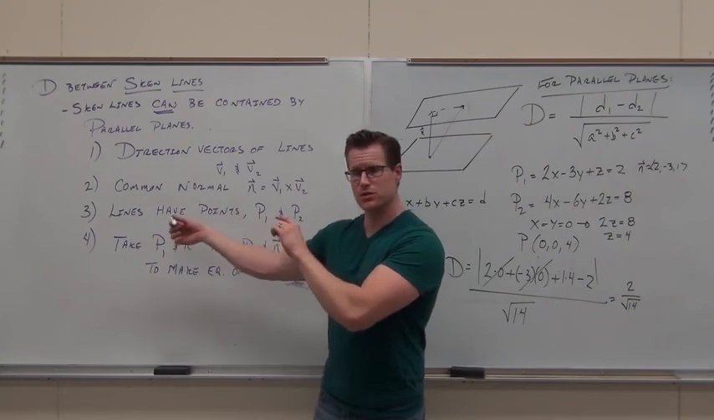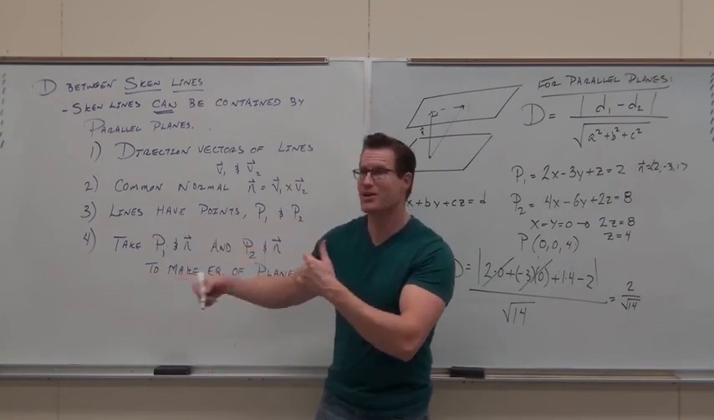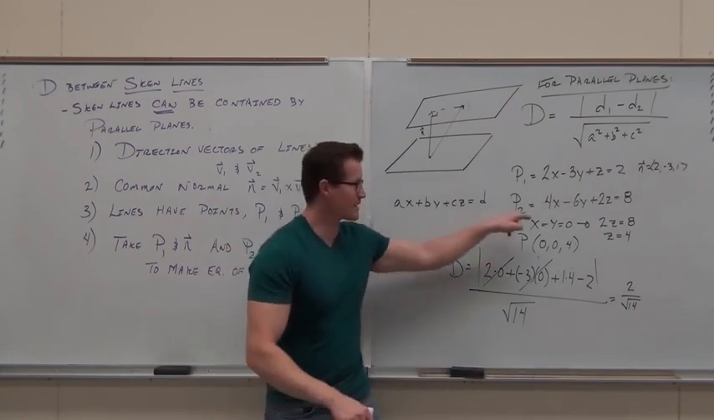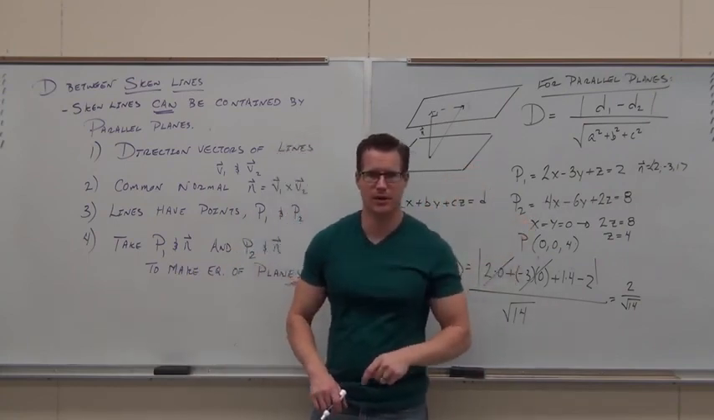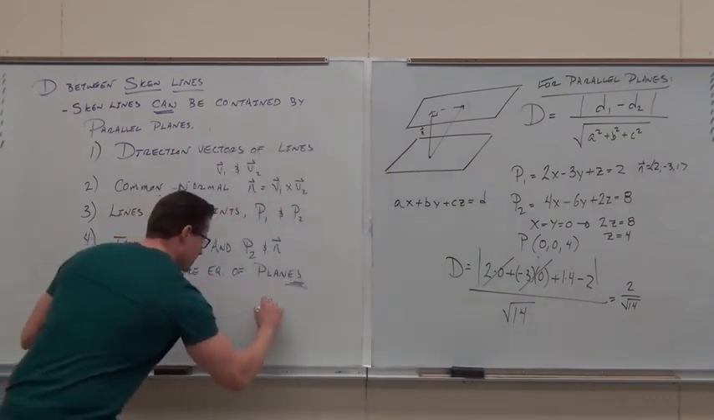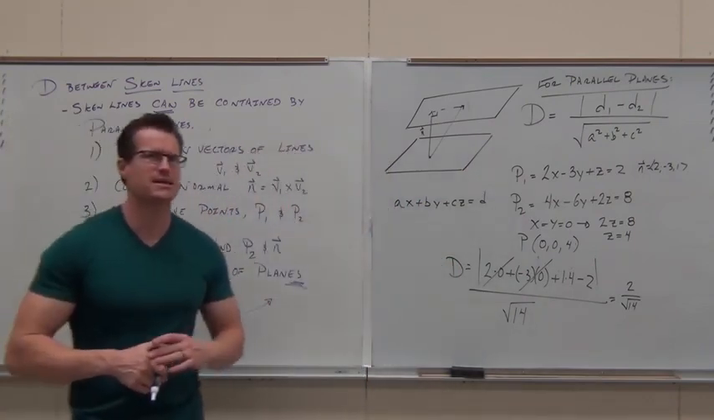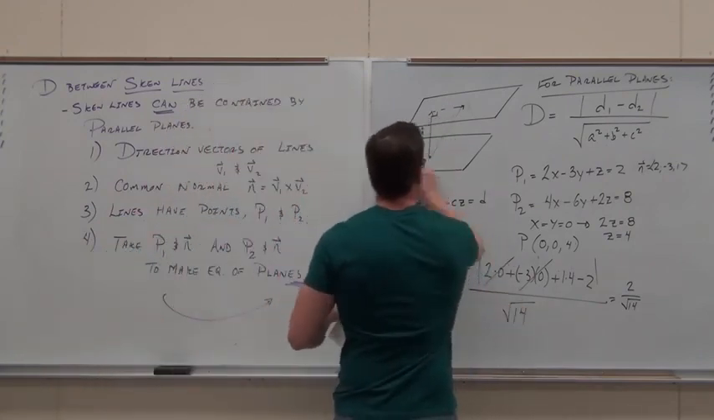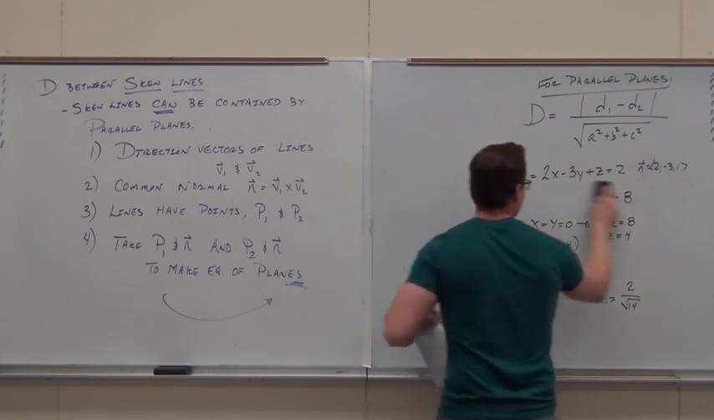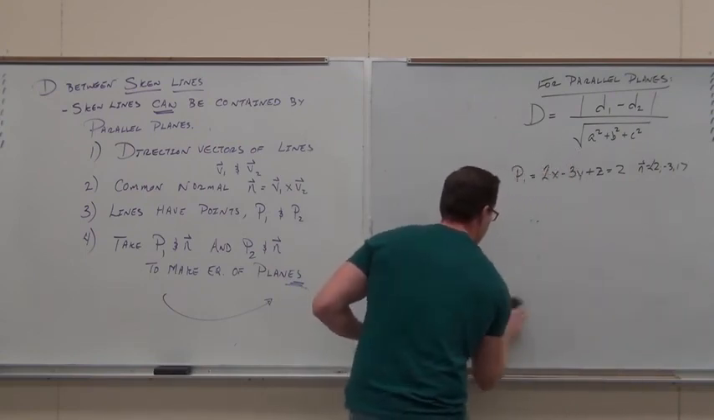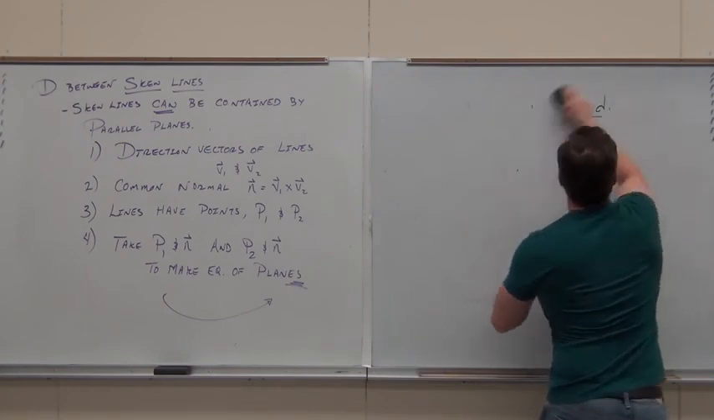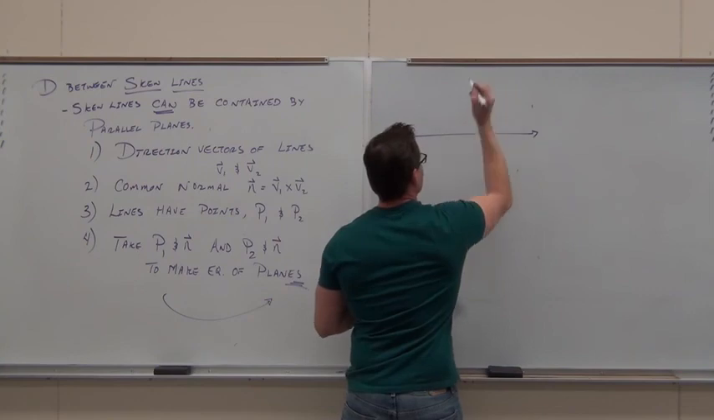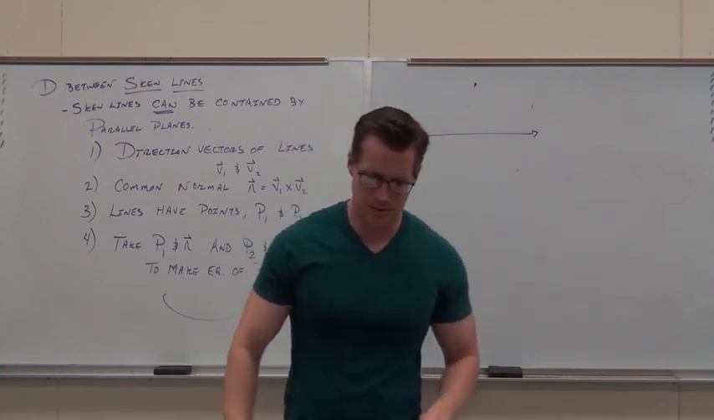So when you find those two planes that are parallel, you have the equations, right? Those equations are going to have some d's in them. Take the d's, take the common normal, and use the distance between parallel planes. That's the idea on how you would do it. The last thing that we're going to do is how to find the distance between a line and a point.